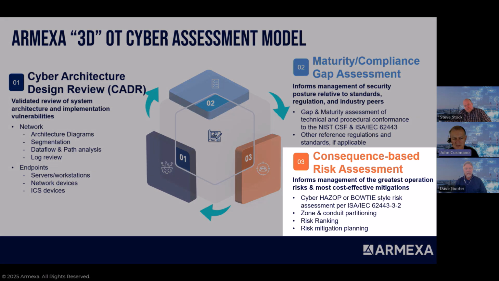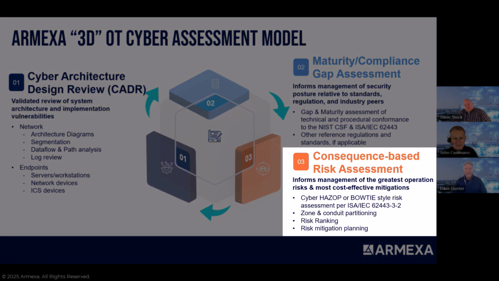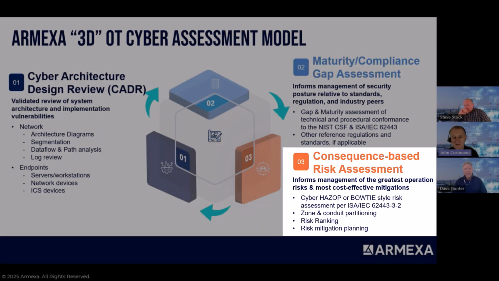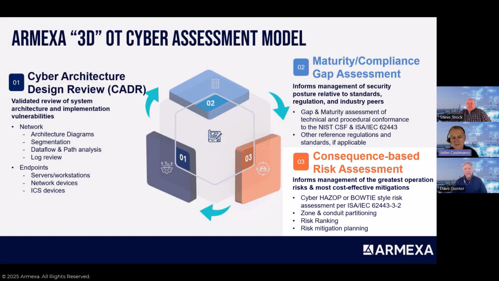So where the rubber meets the road really is in the third part, the consequence-based risk assessment, where all of that comes together. You look at the system, and you look at what are the realistic threats, what are the known vulnerabilities and gaps, and then most importantly, what are the consequences? So what if this system is compromised? What would actually happen operationally? And do we have other safeguards in place that might prevent that? And then where do we not have enough defenses? Where do we not have enough barriers?